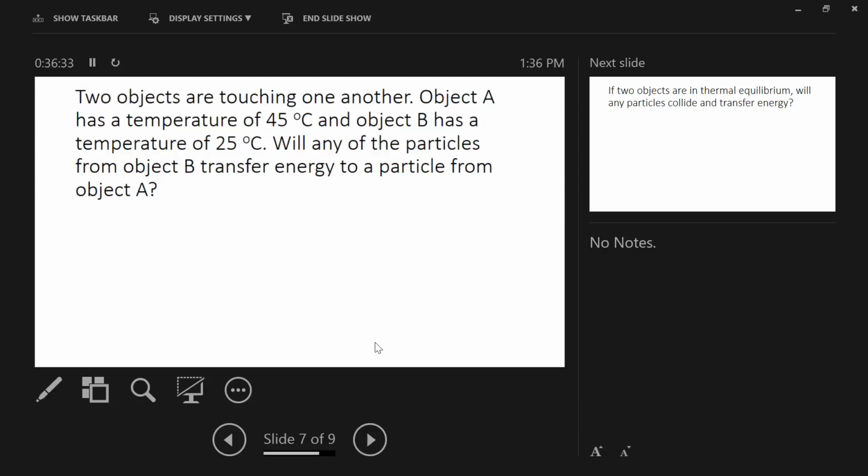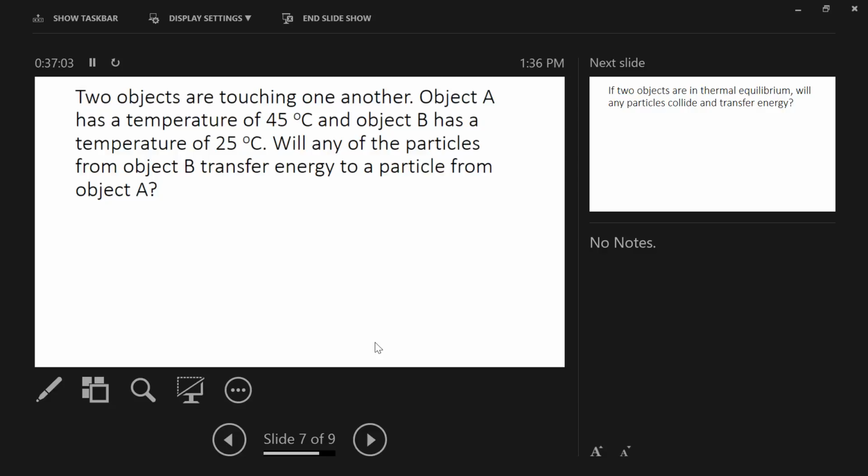All right, so object A has a temperature of 45 degrees Celsius, which I think would be about 110, maybe even 115 degrees Fahrenheit. So that'd be pretty hot, but not too hot to touch. Okay. So object A has a temperature of 45 degrees Celsius. Object B has a temperature of 25 degrees Celsius. Will any of the particles from object B transfer energy to a particle from object A?